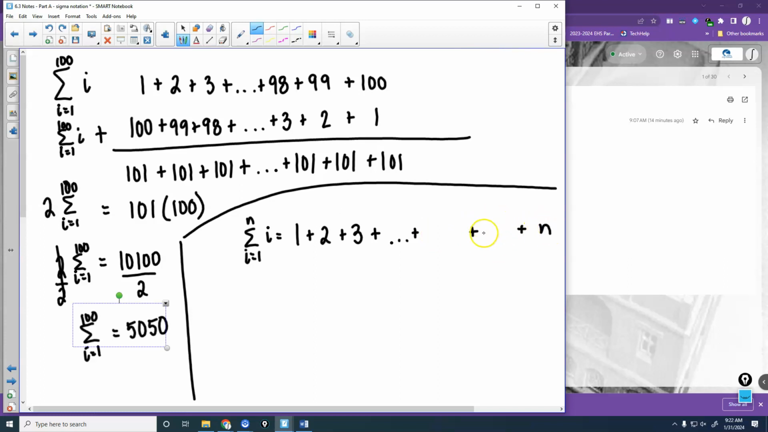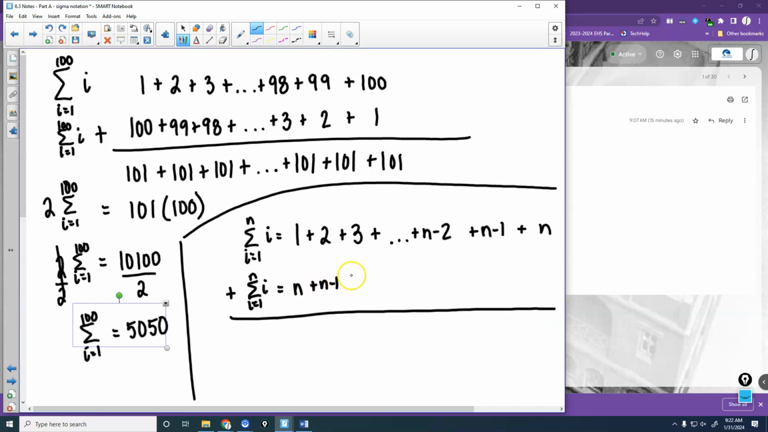What would be the number before n? n minus 1. And what would be the number before that? Which would be, in an easier to write way, n minus 2. So if we think about doing the same process with this, if I write it again, I'm going to add these together, but I'm going to write these backwards. I would have n plus n minus 1 plus n minus 2 plus ... plus 3 plus 2 plus 1.